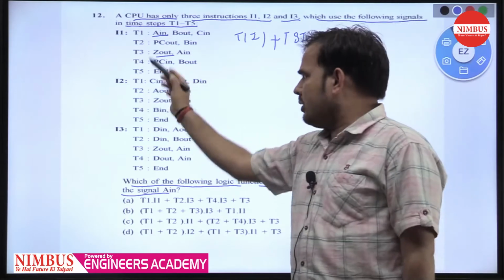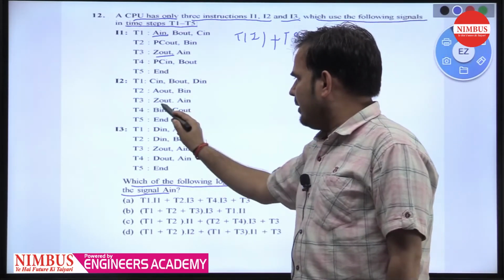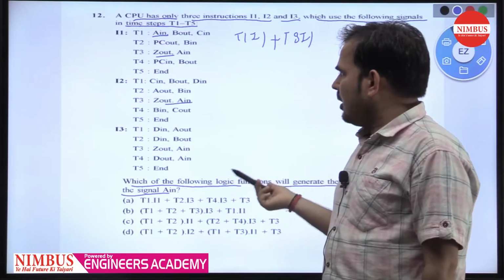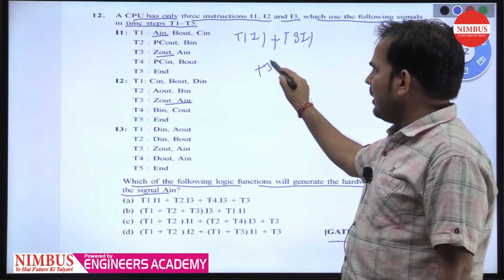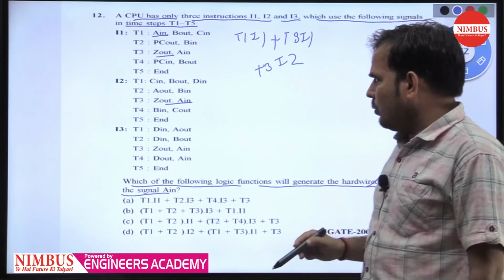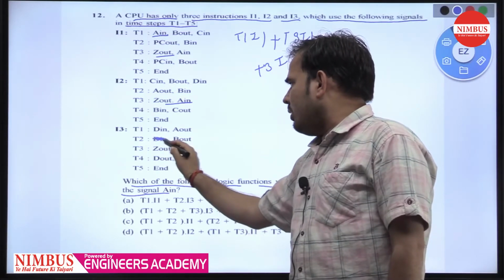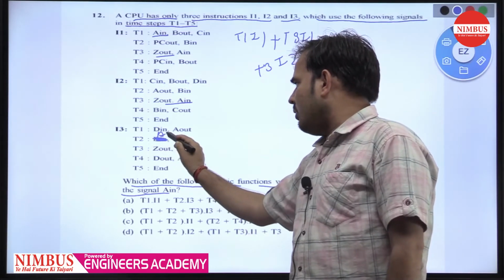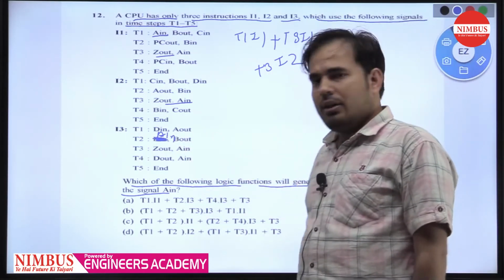Similarly, in the I2 instruction, where is A in present? A in is present only in T3. So we can write T3 I2. In the original question, here is also present A in, and here too A in. This is a printing mistake, so first you need to change A in here.